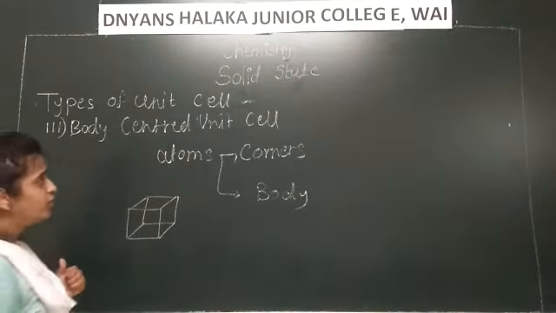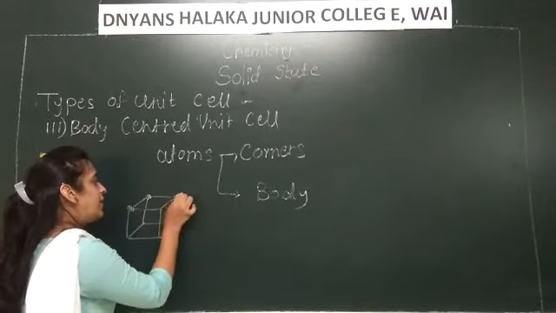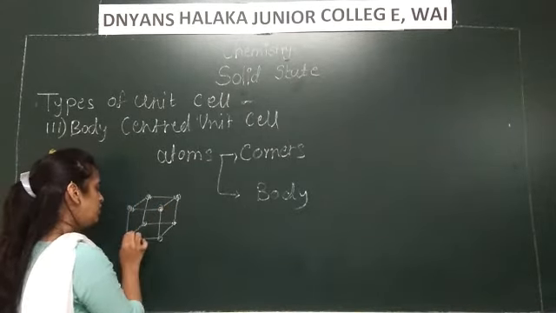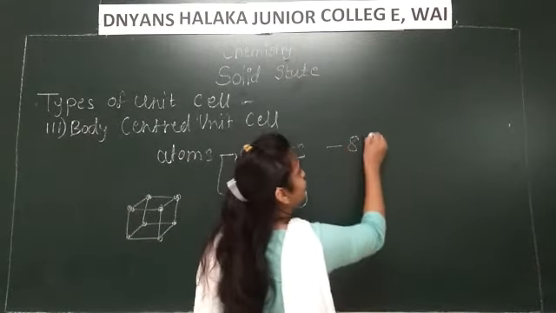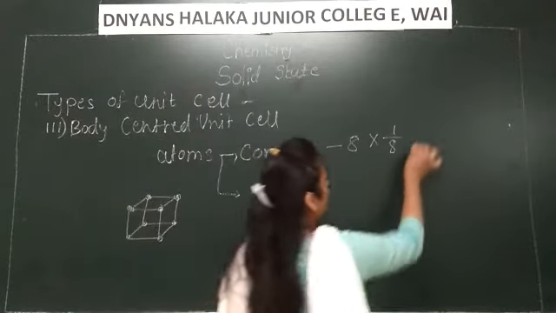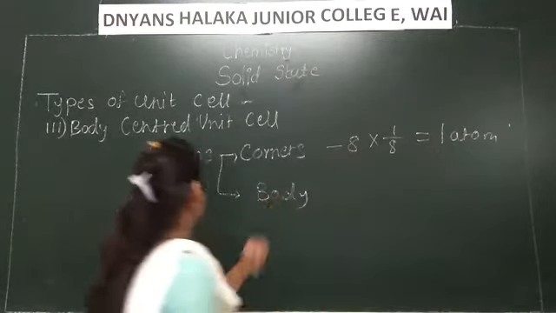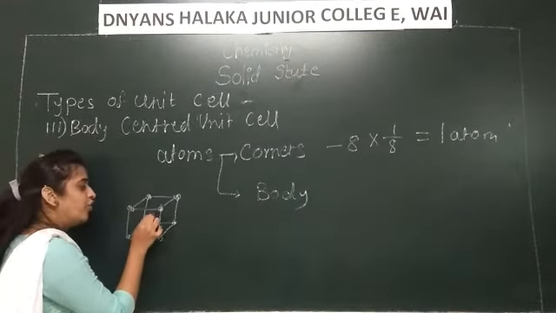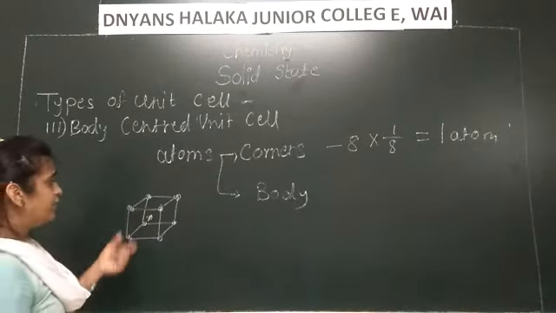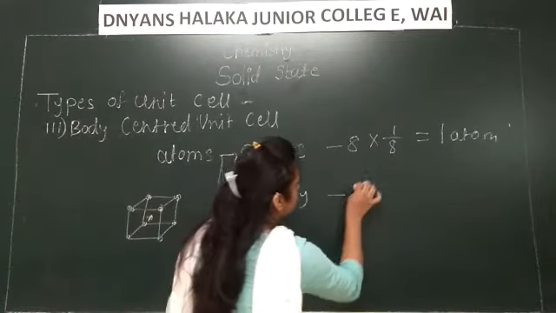So, diagram of cube. Corner: we already know 8 corners participate in this cube. So 8 into 1 upon 8 is equal to 1 atom. And body center in cube: only one ball participates, in the middle of this cube. So body center is 1 atom.